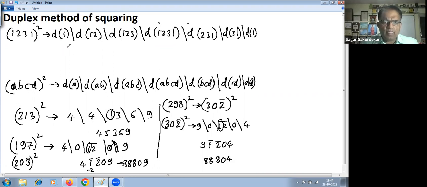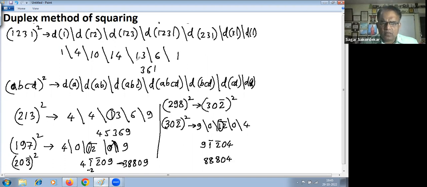Simply, 1 square is 1. 2 into 1 into 2 is 4. 2 into 1 into 3 is 6, 6 plus 2 square is 4, so 6 plus 4 is 10. Next, 2 into 1 into 1 is 2, and 2 into 2 into 3, that is 12, 12 plus 2 is 14. 2 into 2 into 1, that is 4, and 3 square, 4 plus 9 is 13. 2 into 3 into 1 is 6, and then 1 square is 1. So the answer is 1, 6, 13, 14, 10, 4, 1. This one we add here 5, this one we add here 1, this one we add here 5, and the answer is 1513 5361. Any doubt?